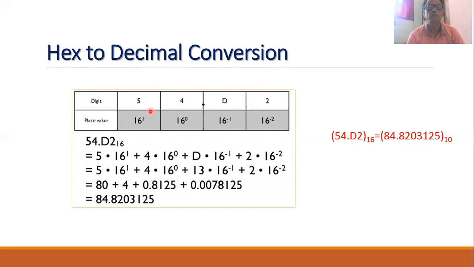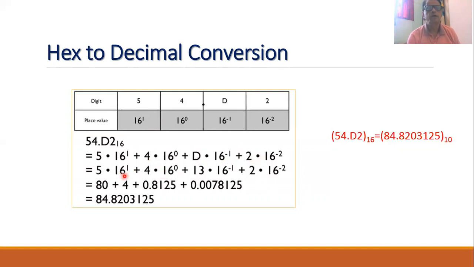For this 5, the weight is 16 raised to 1. Now to the right hand side, the weight will go on decreasing. This D will have a weight 16 raised to minus 1, and this 2 will have a weight 16 raised to minus 2. Now what we have to do is take the product of the hex digit along with its weight. So 5 into 16 raised to 1 plus 4 into 16 raised to 0 plus D into 16 raised to minus 1 plus 2 into 16 raised to minus 2.